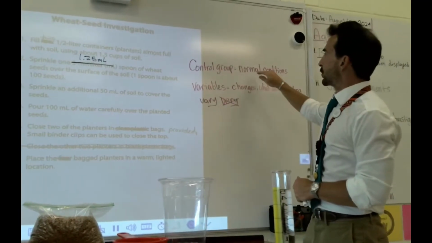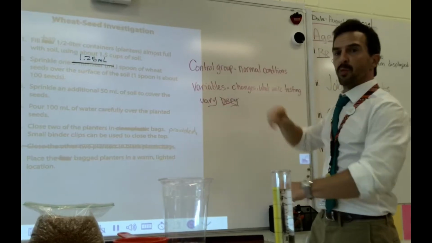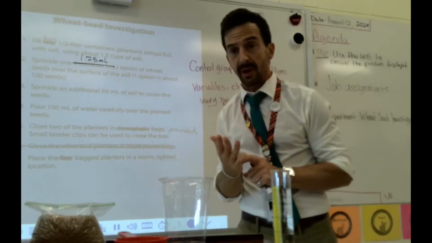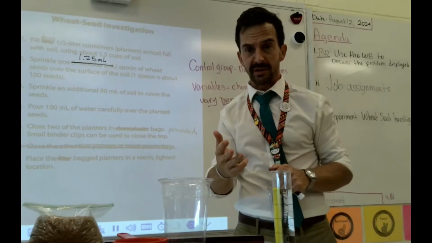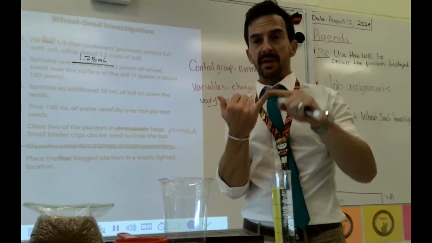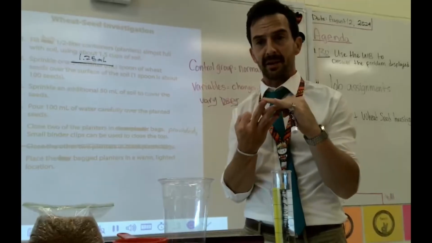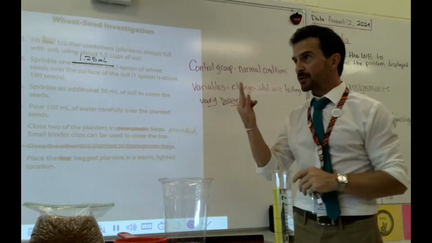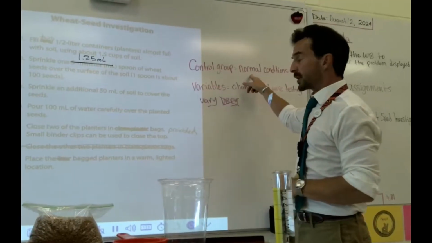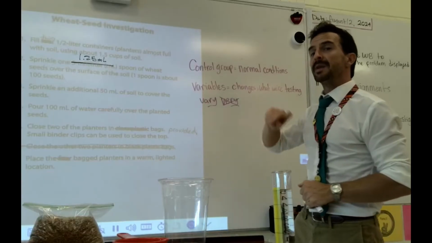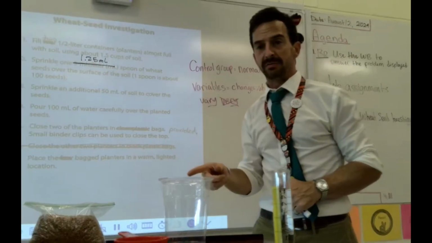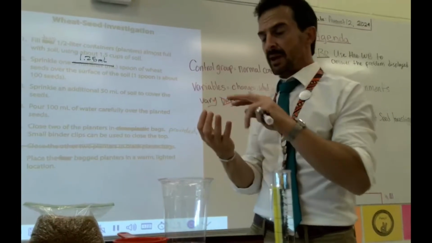So, looking up here at our vocabulary words we put on the board for this experiment. Our control group is the group that is grown under normal conditions. So which of the three groups that I talked about are being grown under normal conditions? We have one group in a black bag, one group in a white bag, and one group not in a bag at all.